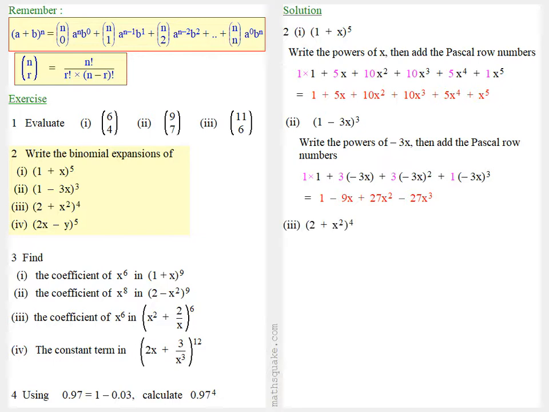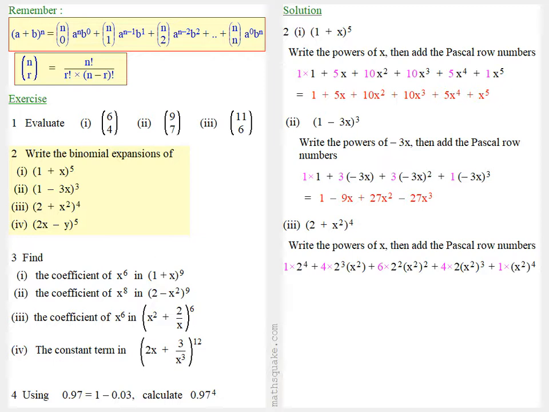In part 3, we're asked to expand (2 plus x squared) all to the power 4. Well, we can write in powers of 2 and x squared, and then add the Pascal row numbers. So we have 2 to the power 4, x squared to the power 0, which we don't need to write, 2 cubed times x squared to the power 1, 2 squared times (x squared) all squared, 2 times (x squared) cubed, plus (x squared) to the power 4. And the Pascal numbers are 1, 4, 6, 4, 1. So if we expand and simplify, we have 16 plus 32x squared plus 24x to the 4 plus 8x to the 6 plus x to the 8.